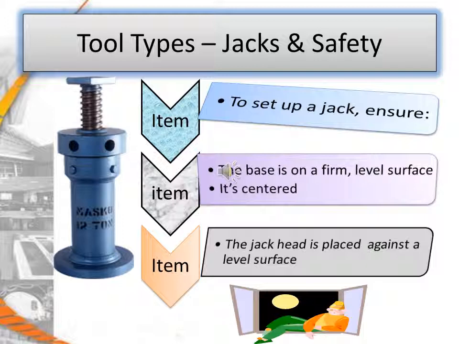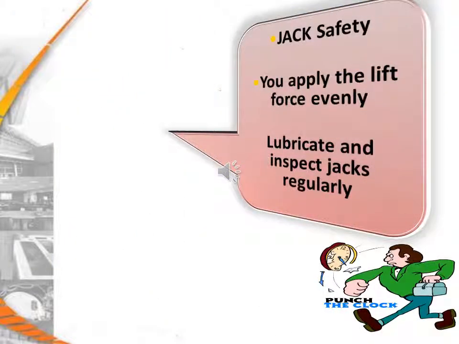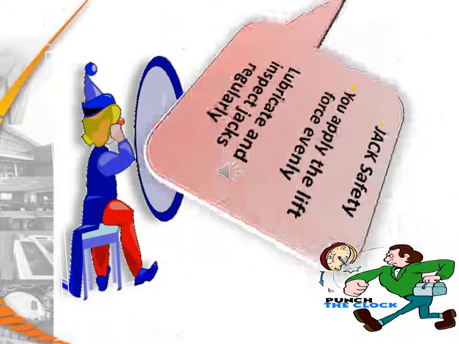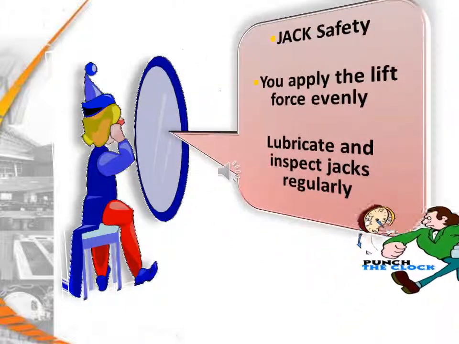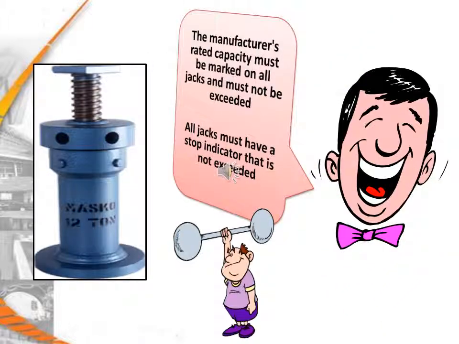Jack safety. When setting up a jack, ensure that it is on a base that is firm and level, and that it is centered. The jack head is placed against the level surface. The manufacturer's rated capacity must be marked on all jacks and must never be exceeded. All jacks must have a stop indicator that is also not exceeded.